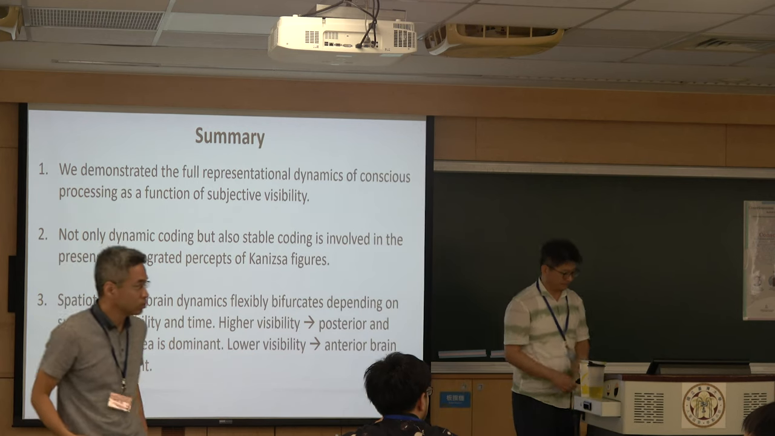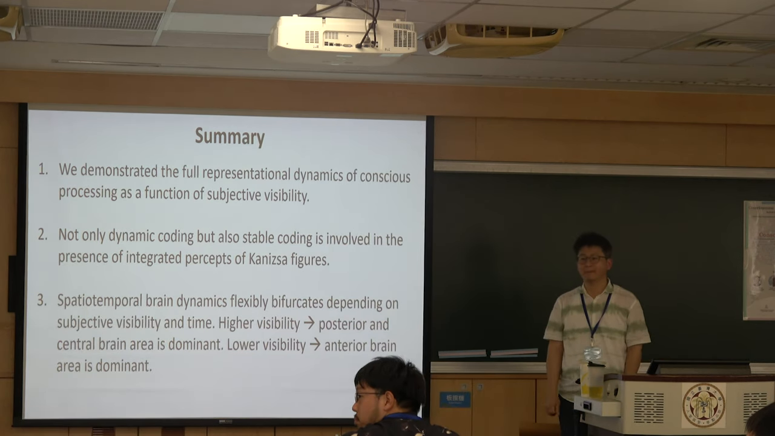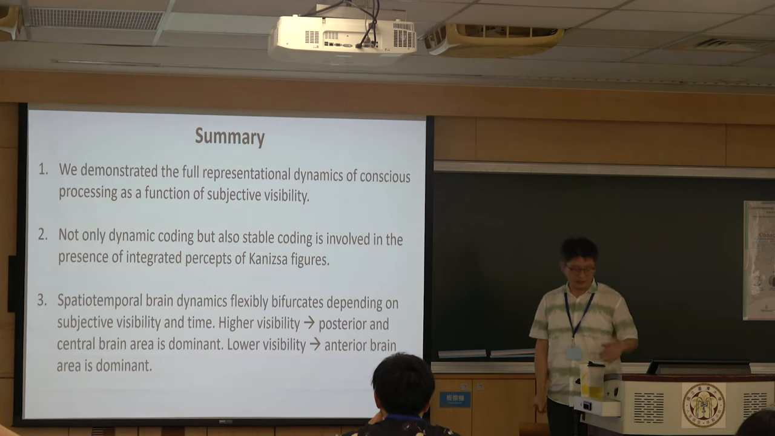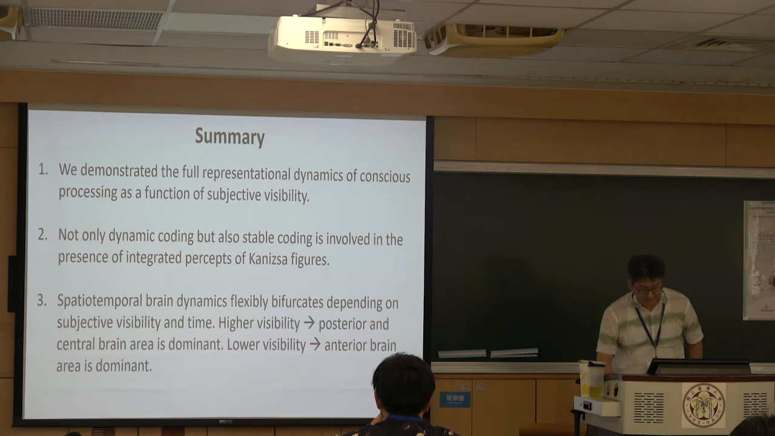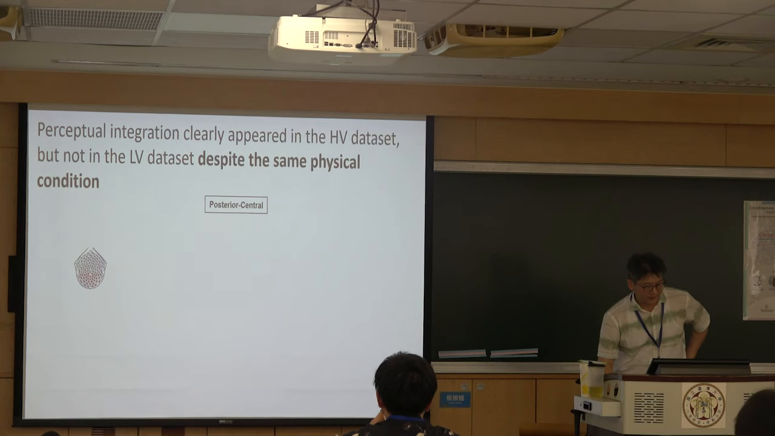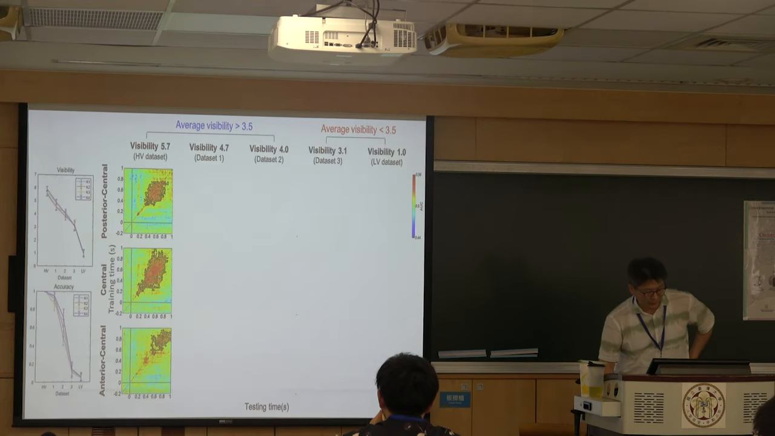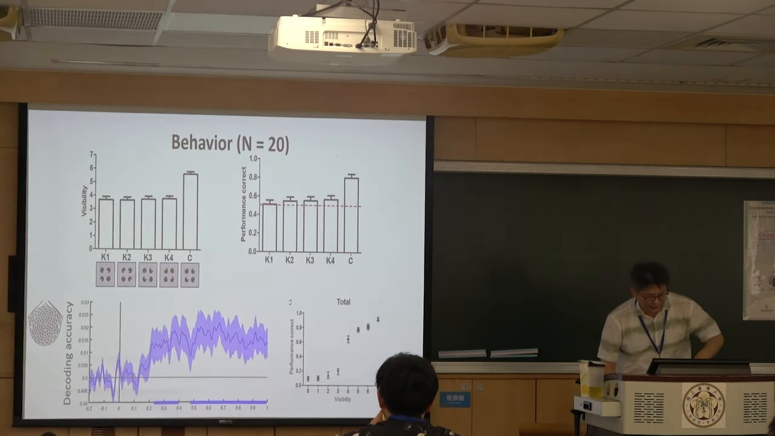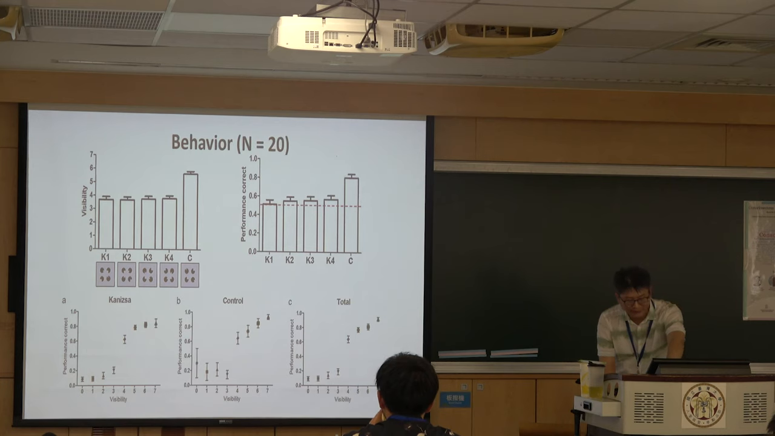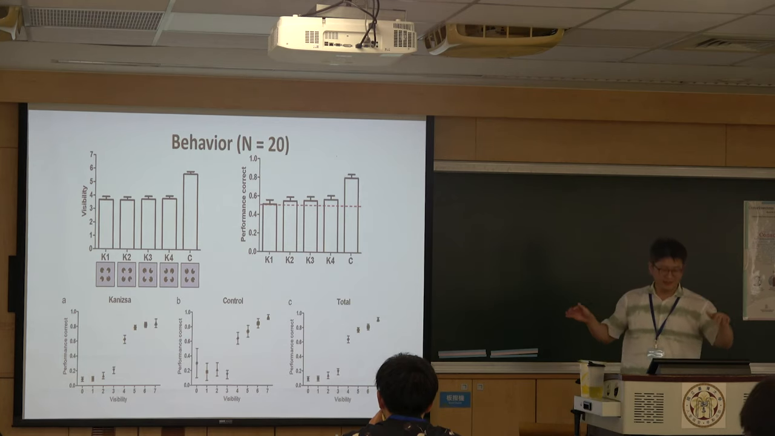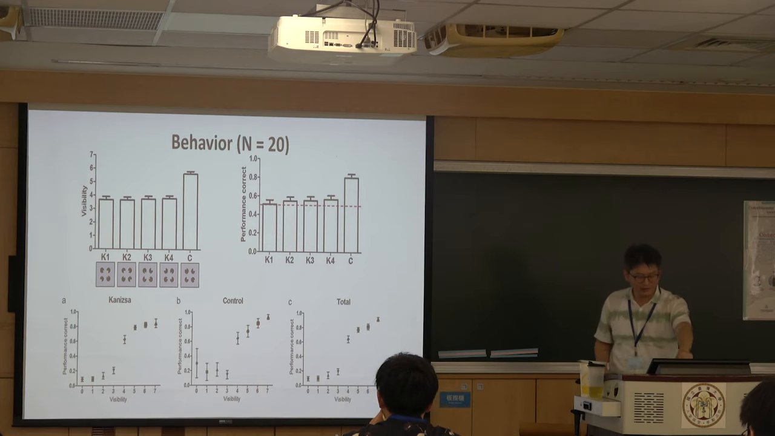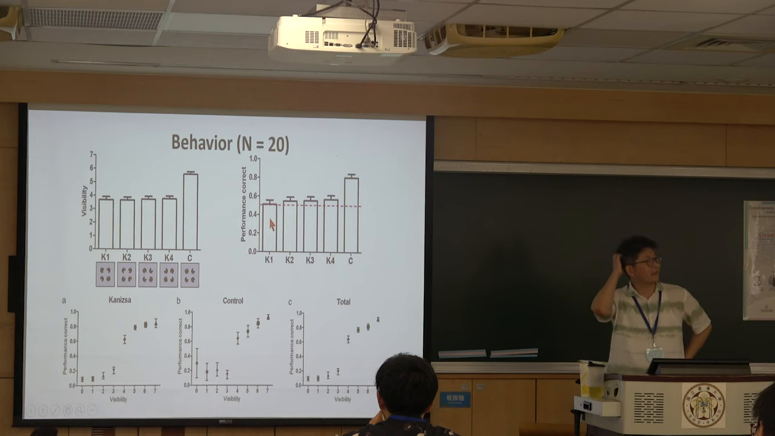I have a small question about chance level. You said that chance level was at 50%, but was it not a five-choice task? Yeah. Okay. So in the behavioral data, the chance level in here is 0.2, yes, when it's individual. Yeah, it's a five-choice, so it's 0.2.